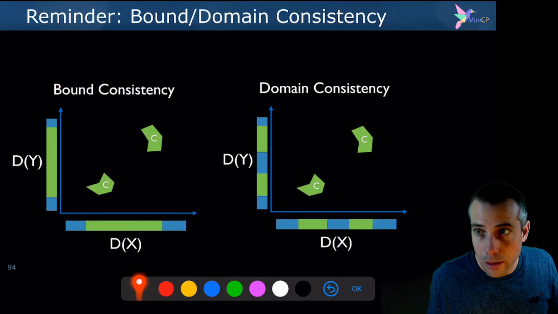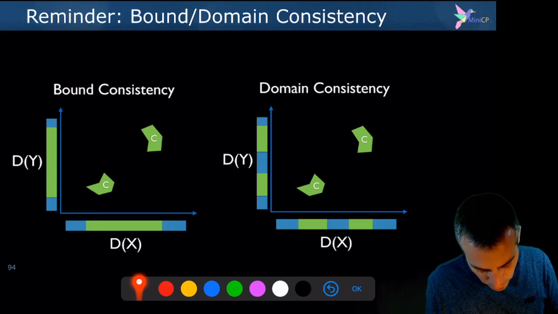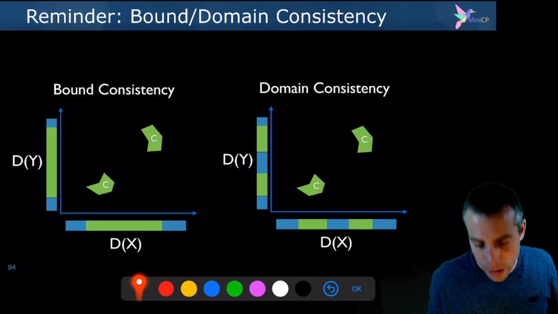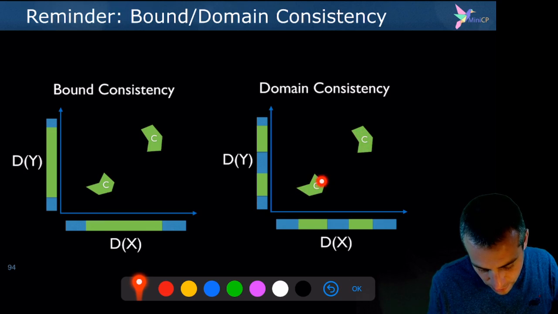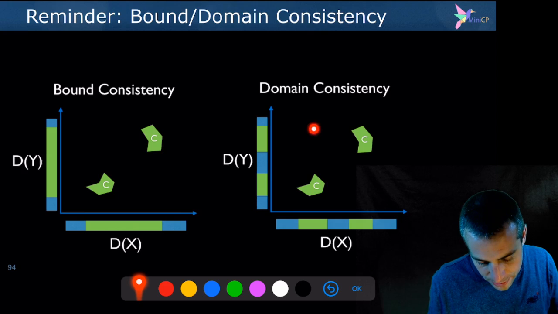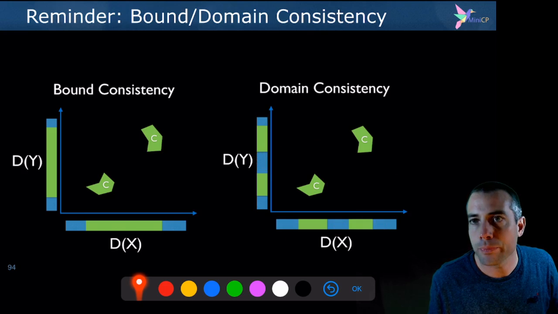So I like to show the difference between domain consistency and bound consistency, which are two different levels of consistency, with a binary constraint between the variable x and the variable y. The green region corresponds to the feasible combinations of x and y. The domain consistency will do exactly this. It will project the green region on the domain of x and the domain of y, and then it will filter out the blue part. This one should be removed from the domain.